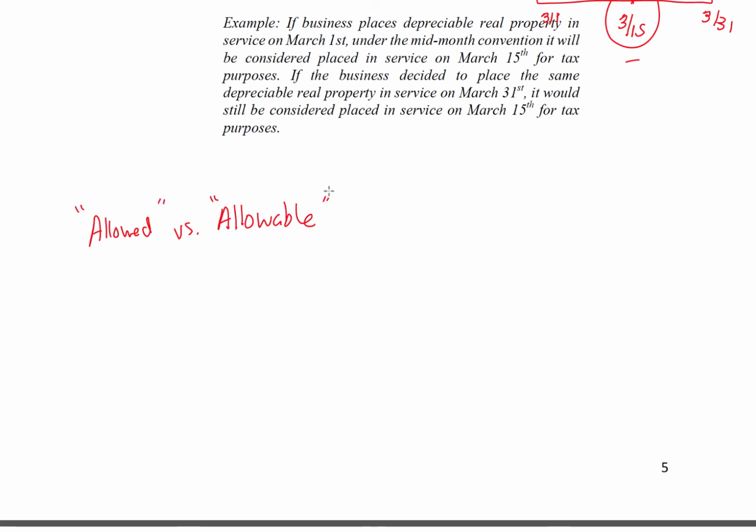Allowed versus allowable. I know some of you are thinking, these two terms seem very similar? And they are with respect to the Internal Revenue Code, but there's a fine line, and it's very important to understand.